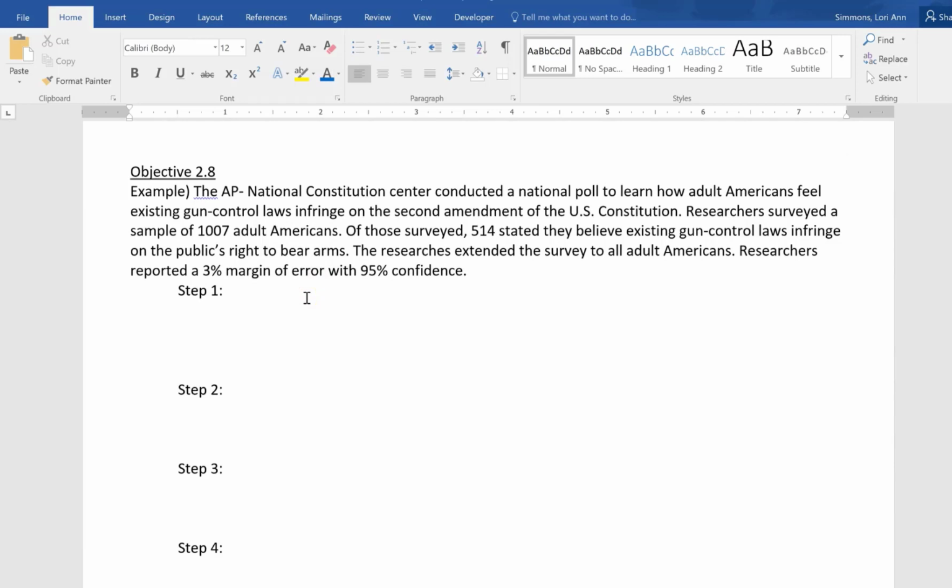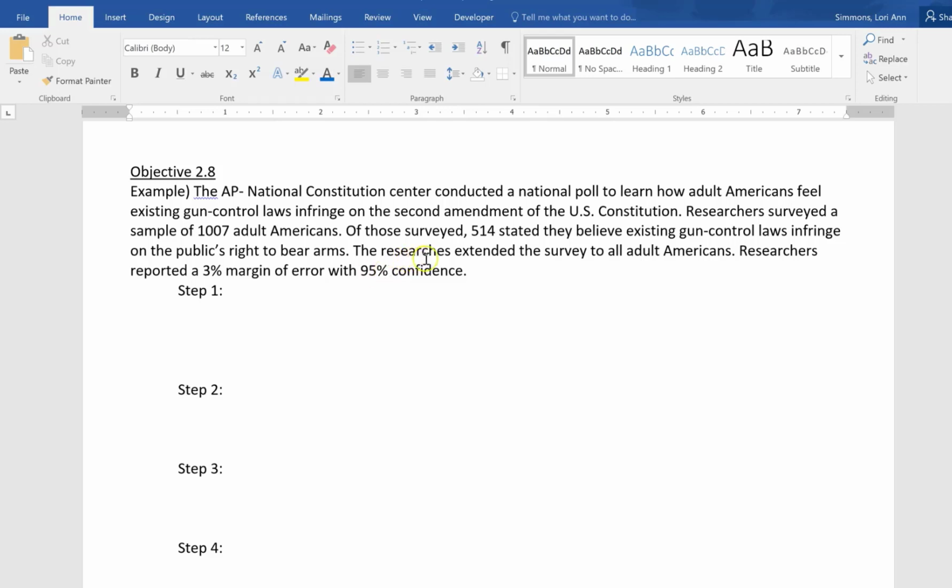Let's work on an example. The AP National Constitution Center conducted a national poll to learn how adult Americans feel existing gun control laws infringe on the Second Amendment of the U.S. Constitution. Researchers surveyed a sample of 1,007 adult Americans. Of those surveyed, 514 stated they believe existing gun control laws infringe on the public's right to bear arms.